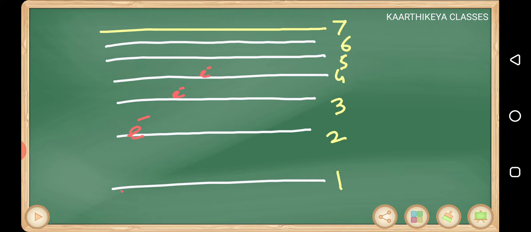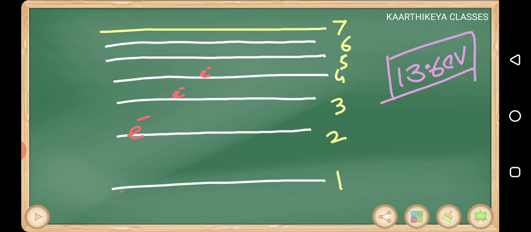So what is hydrogen's ionization potential? That is 13.6 electron volt per atom. If you give 13.6 electron volts of energy to an atom, the electron simply escapes from the atom. So what you have to do is give less than 13.6. For example, if you are supplying 13 electron volts of energy.